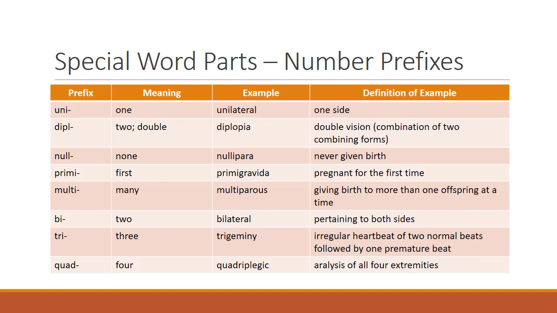The next term, tri, means three. An example of that would be trigeminy, which is irregular heartbeats of two or more normal beats followed by one premature beat. The next term on this slide is quad, meaning four, or quadriplegic as an example. And it means paralysis of all four extremities.